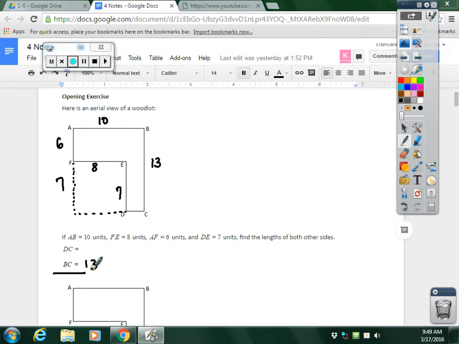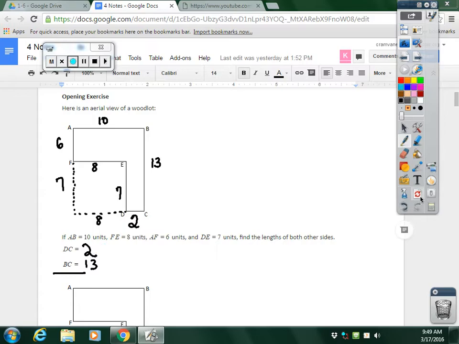Now, I have to find the measurement for DC. I look up on top here. This whole line is AB, so I know this whole thing down here has to be AB. I'm going to figure out what this part is right here. FE is 8, so this section right here also has to be 8. I have to think, 8 plus what number is going to give me a whole side length of 10? It's going to be 2. So DC is going to be 2. That was pretty easy.